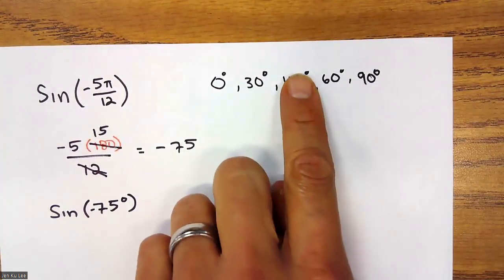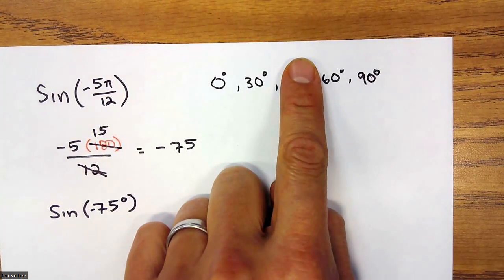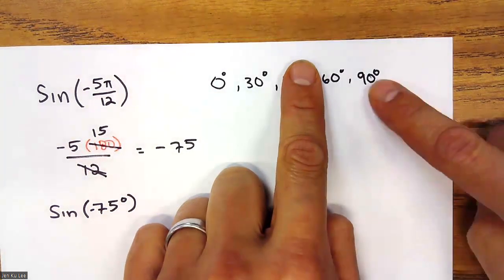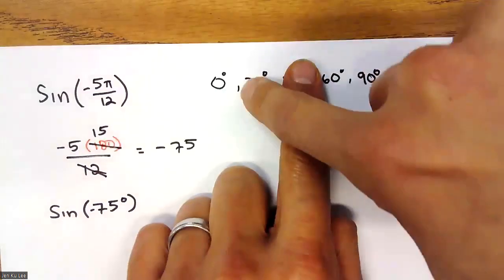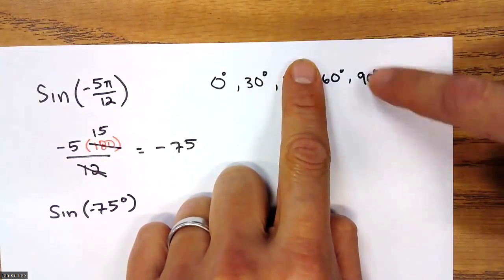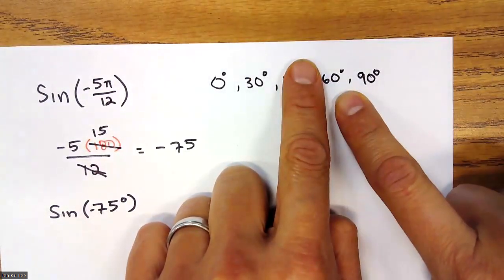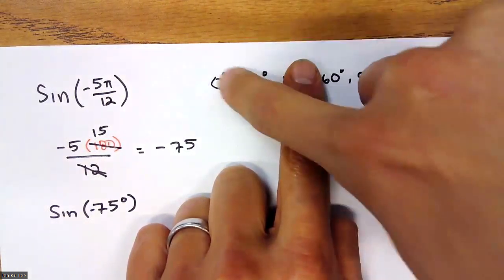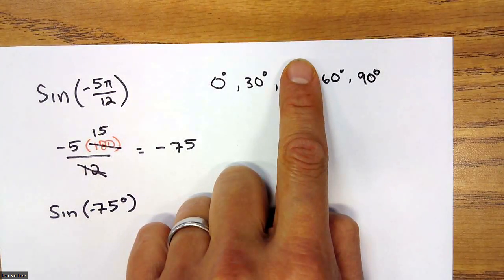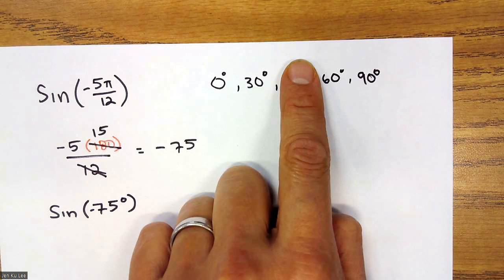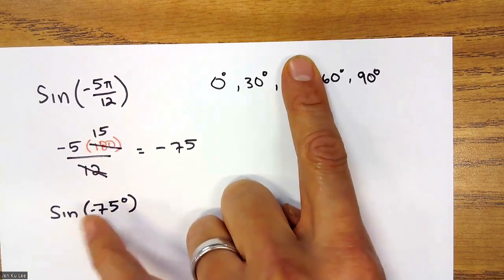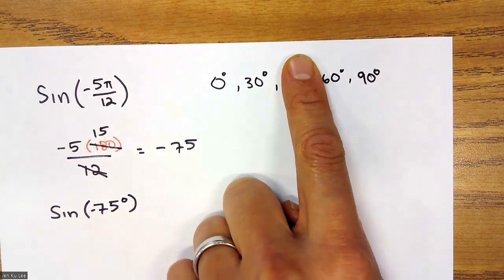If I take 45 away with my finger, if I subtract or add them, 90 minus 60 is 30. 60 minus 30 is 30. 90 minus 30 is 60. And then 30 minus 0, anything minus 0 is just that number. That will come out to be stuff that we know. So it doesn't really help us when you get that funky measure like negative 75 degrees.